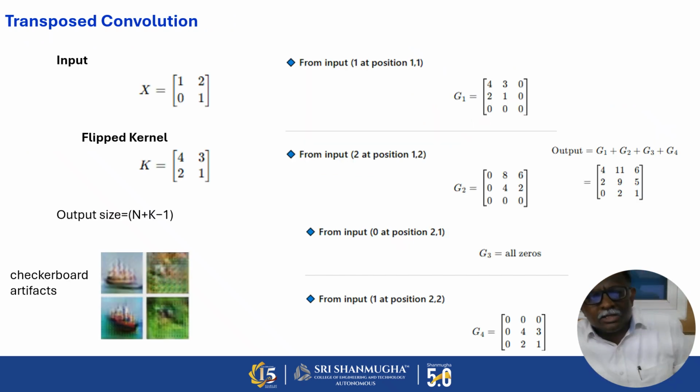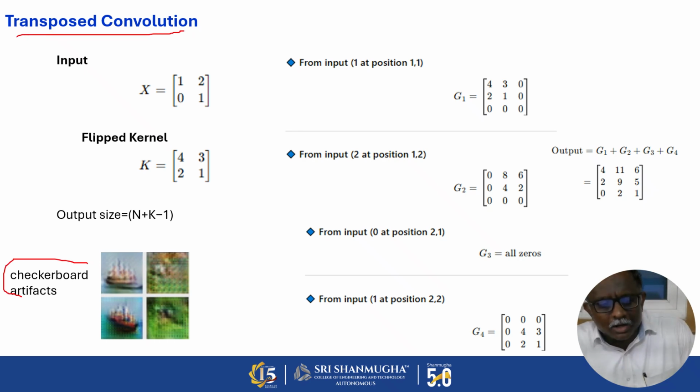The second technique that we can work on is transposed convolution. In transposed convolution, we have artifacts, but in order to overcome that, we can go for a combination of convolution and upsampling. Before that, we will discuss transposed convolution.